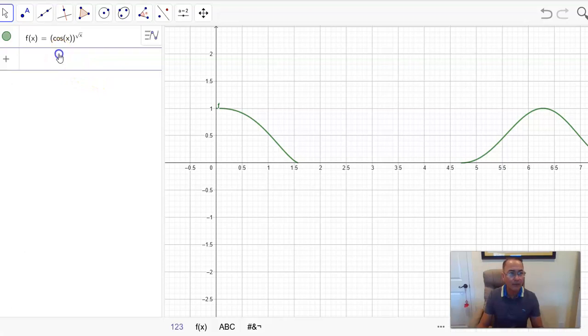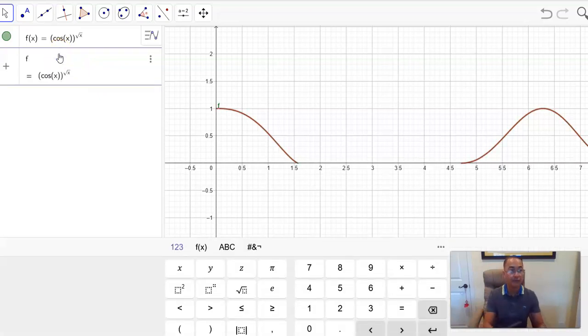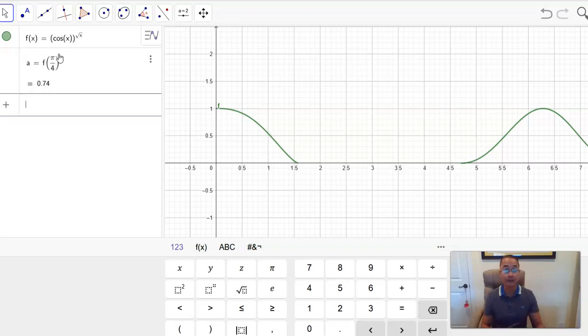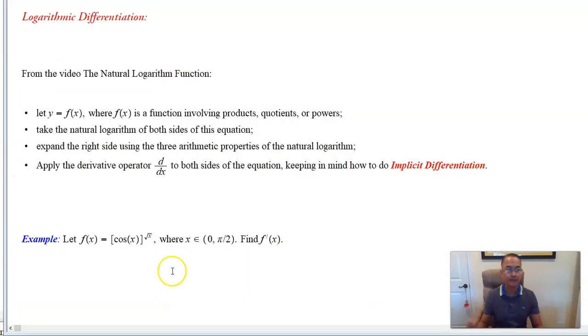What would happen if we plug in pi over 4? What is f of pi over 4? Ooh, it's about 0.74. So let's plot it: pi over 4, comma, 0.74. That's the point right there. Now that we know it is defined in at least one interval, from 0 to pi over 2, we're going to look for its derivative.